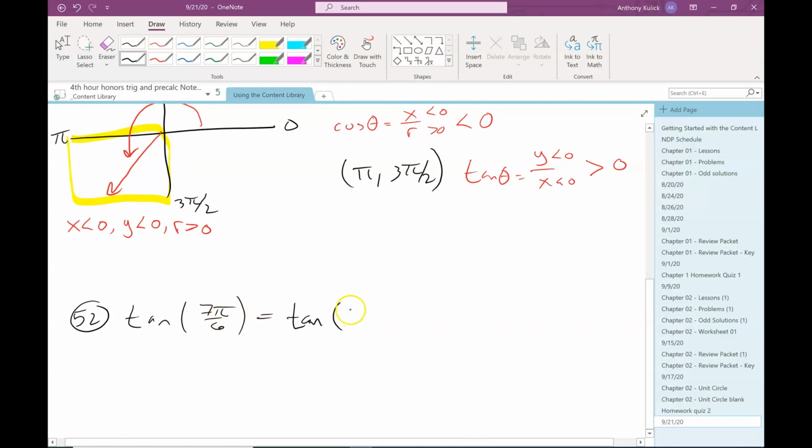So 7 pi over 6, I'm going to think about really as 1 pi plus 1 pi over 6. Right? 7/6 is really the mixed number 1 and 1/6. So 7 pi over 6 is really just 1 pi and then 1/6 of a pi. Is everybody okay with that idea?